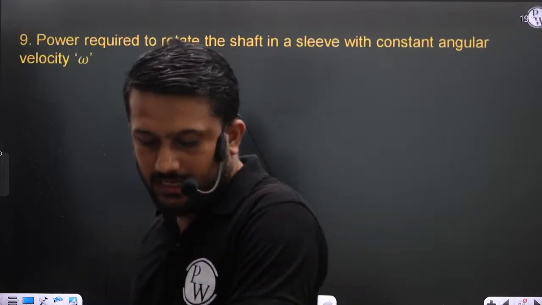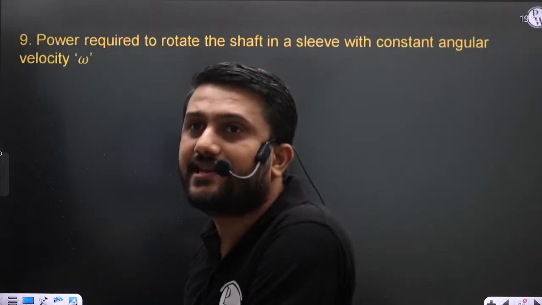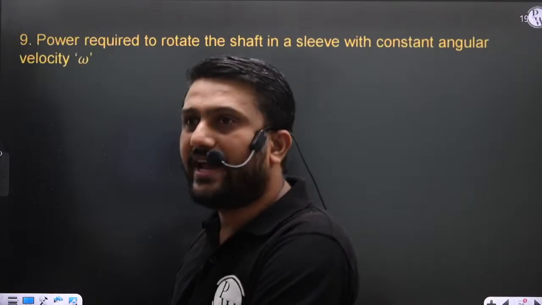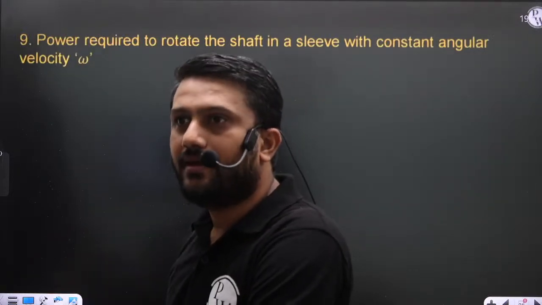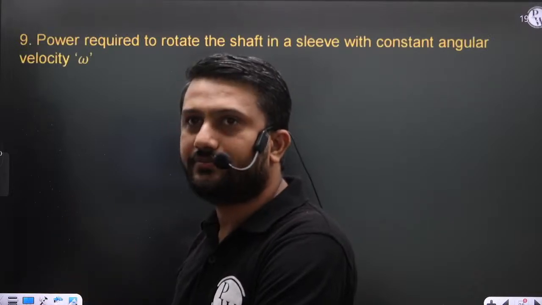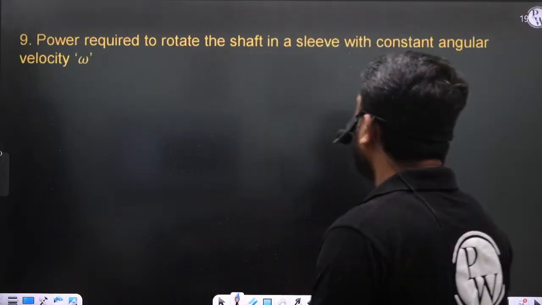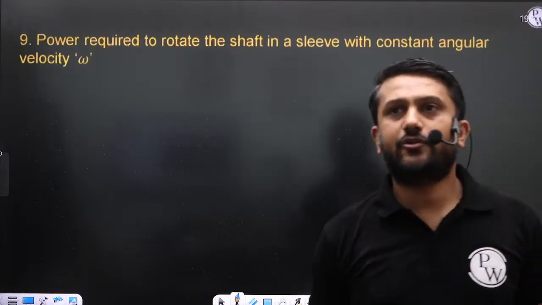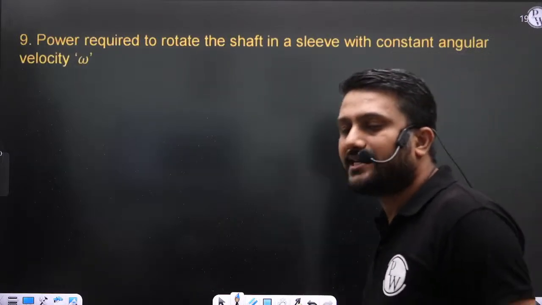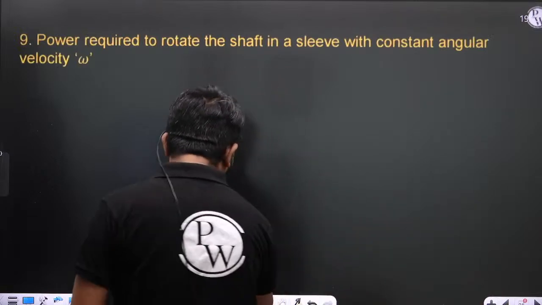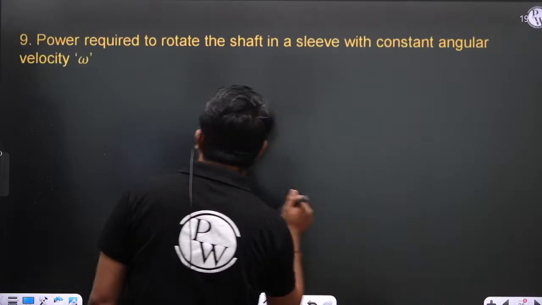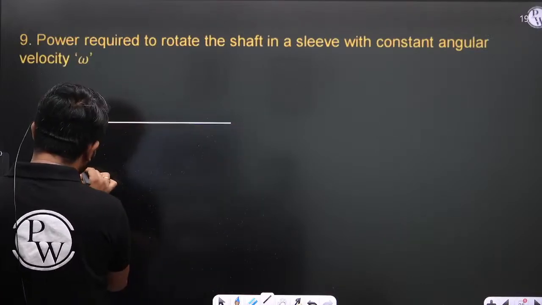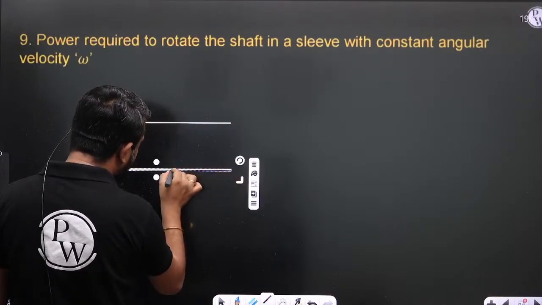Okay. Now come to case number 9. See, from every case you are getting a question. So this is case number 9: power required to rotate the shaft in a sleeve with constant angular velocity omega. So let us consider there is a shaft. This is the shaft.